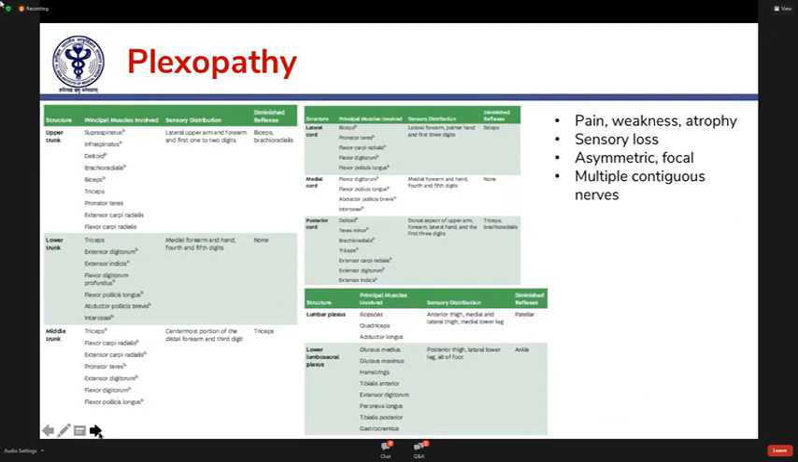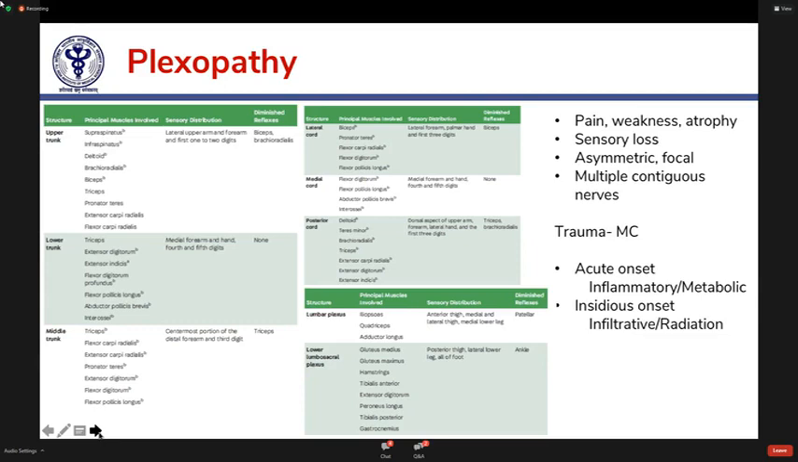The triad of pain, weakness, and atrophy is localized to one limb, and sometimes you get a bilateral plexopathy affecting both limbs, with sensory loss depending upon the pattern of nerves involved. Usually it is asymmetric and focal, and multiple contiguous nerves are almost always involved. The most common cause is trauma, especially in brachial plexopathy. Road traffic accident trauma is the most common cause.